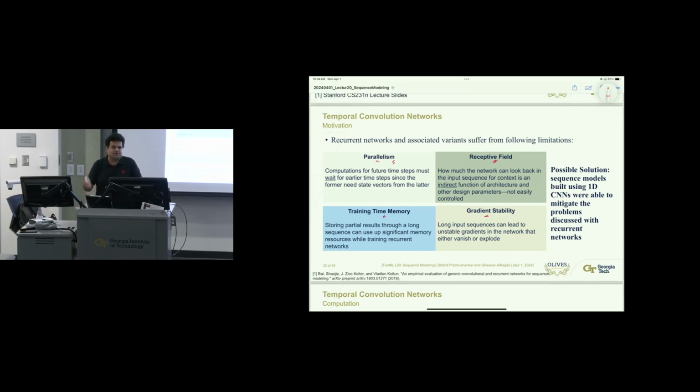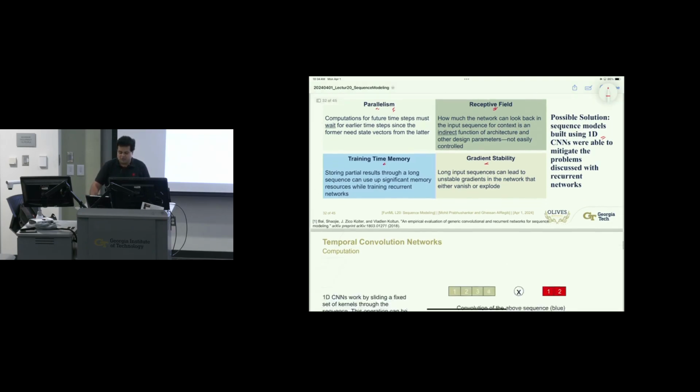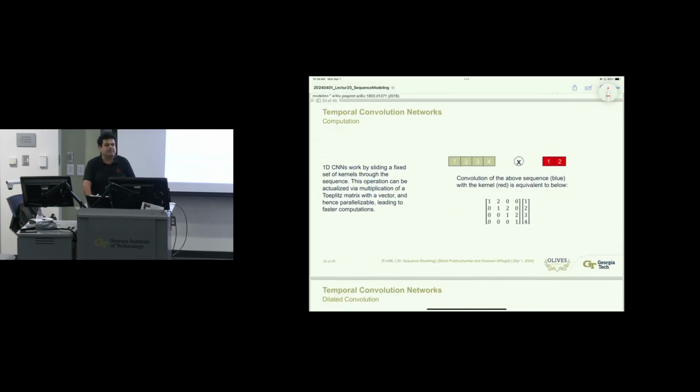So again, memory requirement is very large depending on the sequence length. And the gradient stability as well. Long input sequences can have unstable gradients. So maybe there is a possibility of using convolutional neural networks here that we are going to be calling 1D temporal convolutional networks in order to do this. Computation in these temporal convolutional networks is straightforward and simple, mainly because it's a very simple linear process.